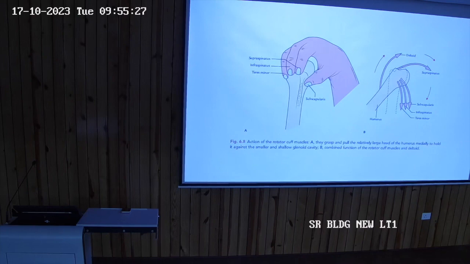Clear? Now look how it pulls medially. This is the supraspinatus muscle, and these are the subscapularis, infraspinatus, teres minor. They pull this head of humerus medially. So that is the way the rotator cuff helps.